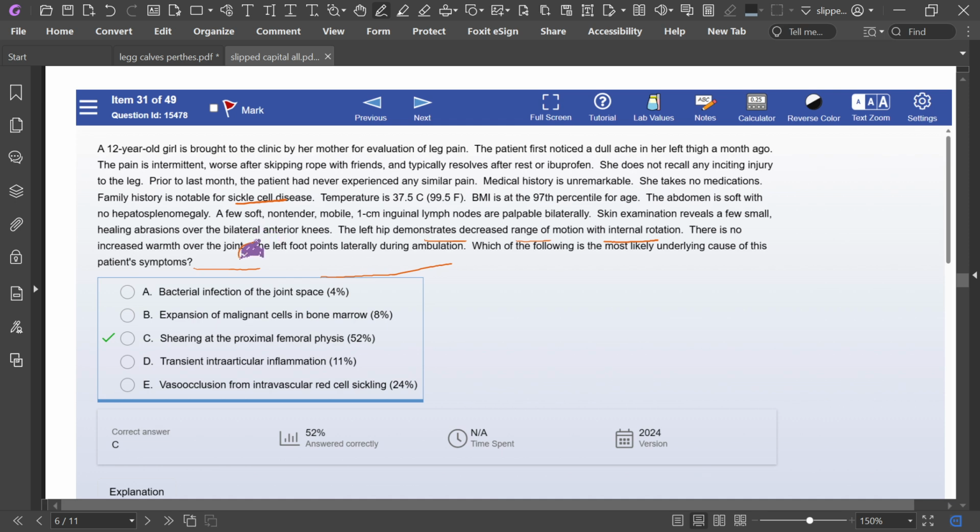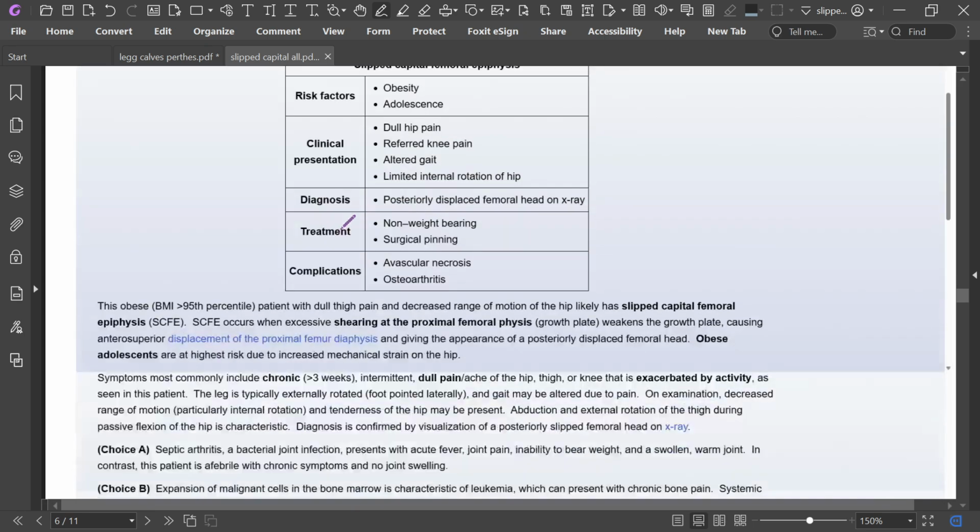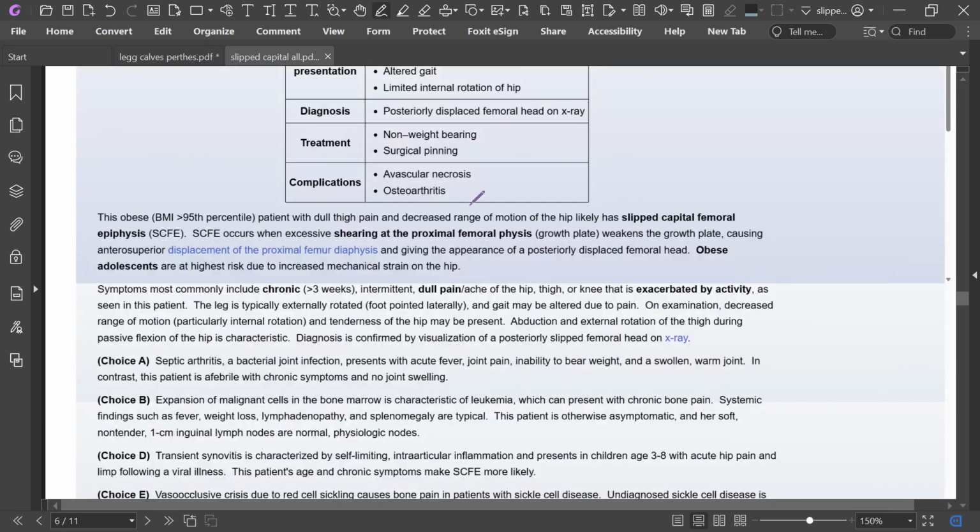So the left foot is pointing towards the ambulation. This is another clue point. And he has sickle cell disease. This is another clue. So it looks like slipped capital femoral epiphysis. In here there is dull thigh pain.